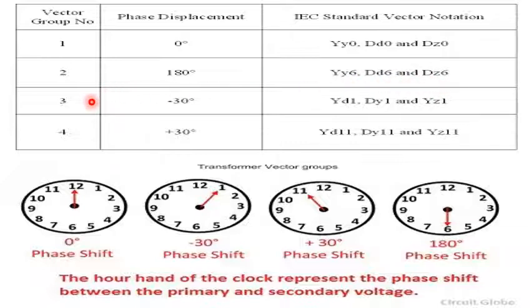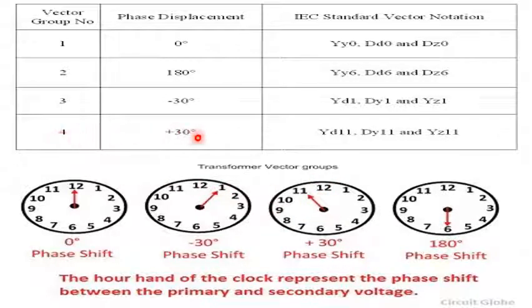Now there is one more vector group, that is minus 30 degree phase displacement. In minus 30 degree phase displacement, the clock method representation is 1 o'clock. So that is capital Y small d 1, capital D small y 1 and capital Y small z 1. This is the minus 30 phase shift. Initially the 0 degree phase shift is the first vector group, and this is the third vector group you can observe here. The fourth vector group you can observe here.